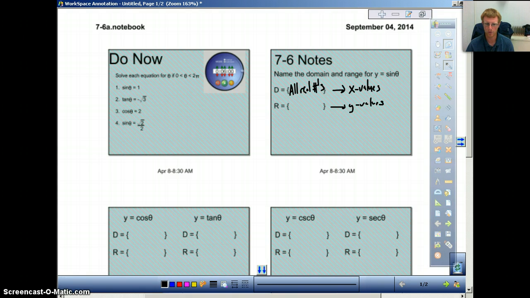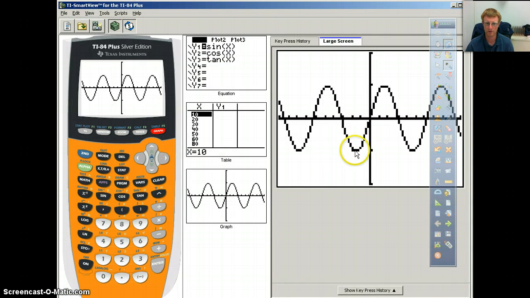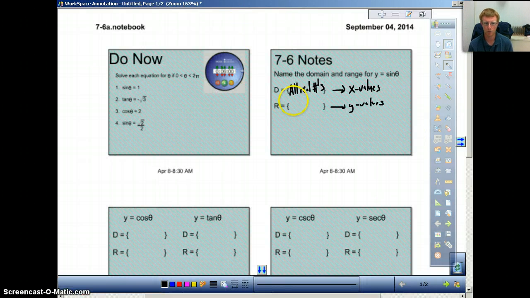The range is going to be the y values that are represented. So if you see this, we've already talked about how we always go from positive 1 down to negative 1. So when we identify our range, it will be negative 1 is less than or equal to y, which is less than or equal to positive 1. And that's how we come up with the domain and the range.